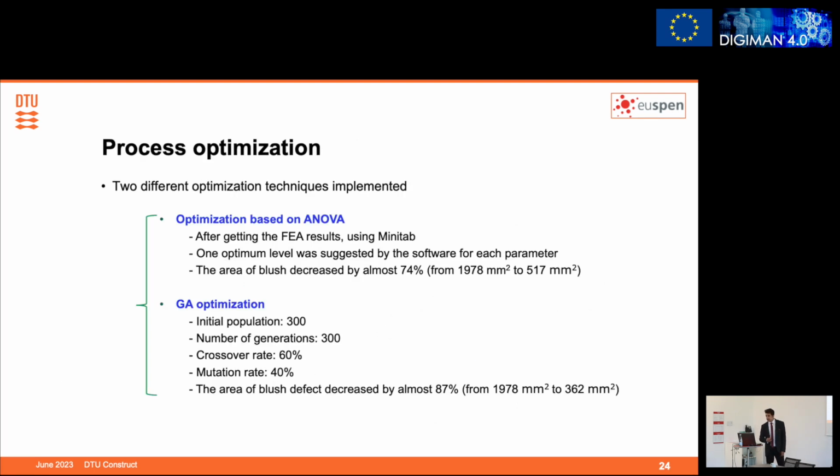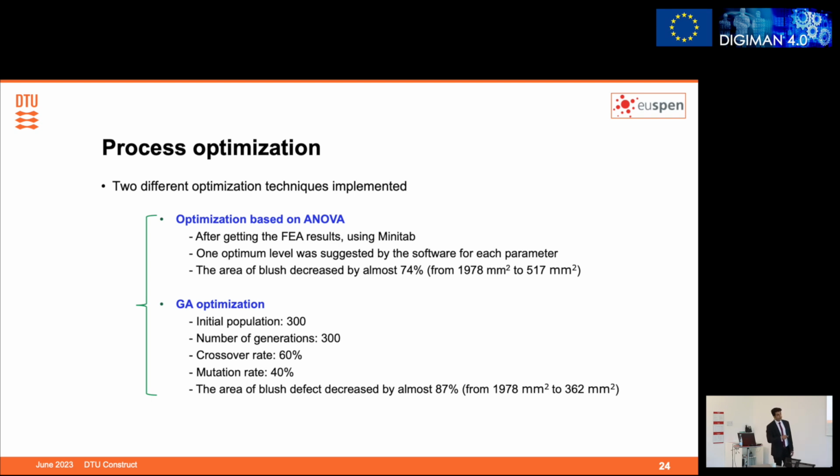Then we went for process optimization. The first process optimization we did was based on analysis of variance. If we go to the optimization tab of each of the software packages, JMP or Minitab or whatever, they can give us the optimal level for each of the input factors that we have, so that the result decreases or increases to a maximum or minimum point.